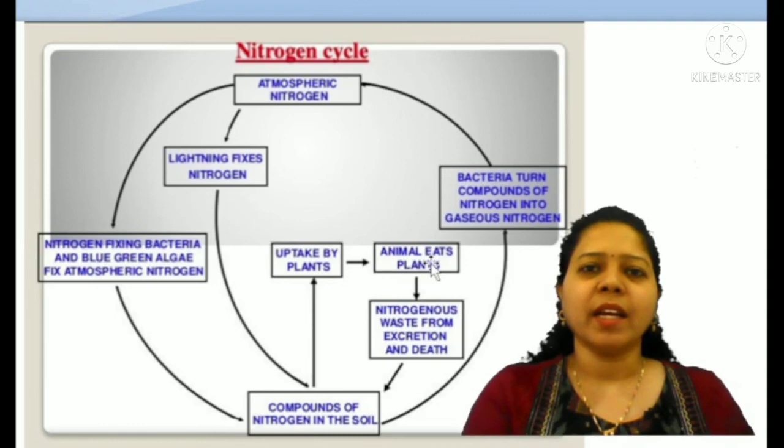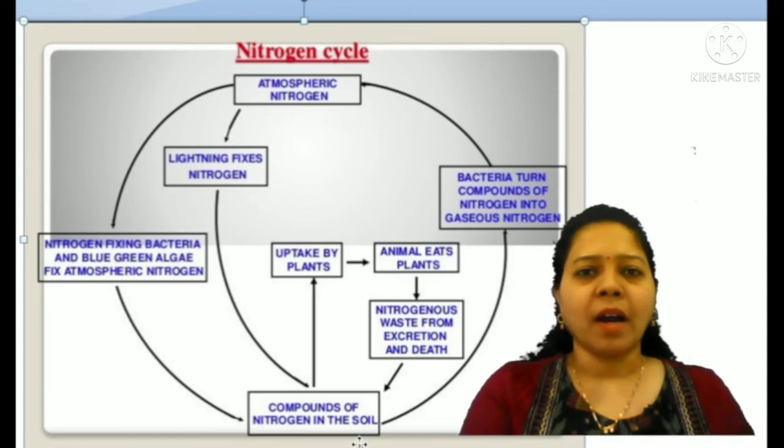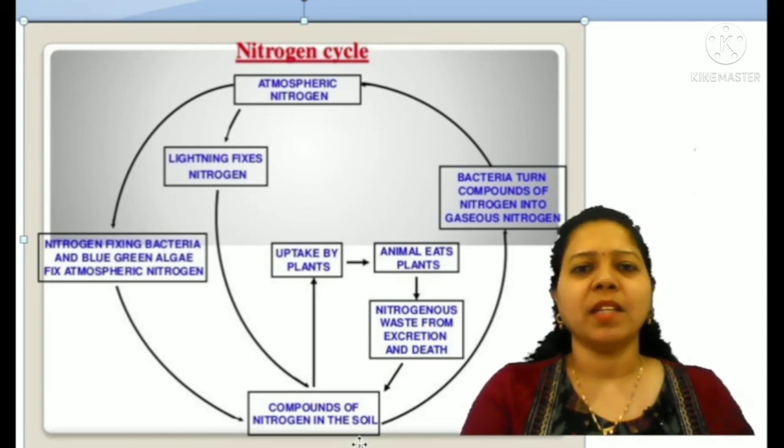When animals produce waste, nitrogenous substances are present in large amounts in that waste, from excretion and death. Again that waste mixes into the soil. After decomposition of that waste, it can be turned into nitrogen and again it enters the atmosphere as atmospheric nitrogen. In this way, this atmospheric nitrogen again mixes into soil, is used by plants and then animals, and then comes into the waste, and that waste again mixes into soil.